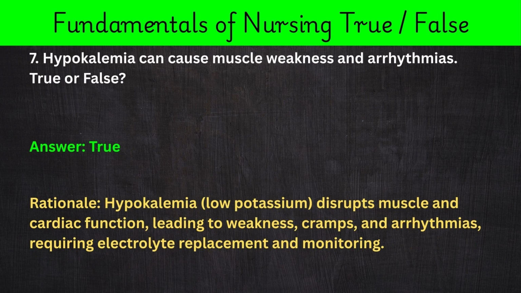7. Hypokalemia can cause muscle weakness and arrhythmias. True or false? Answer: true. Rationale: hypokalemia, low potassium, disrupts muscle and cardiac function, leading to weakness, cramps, and arrhythmias, requiring electrolyte replacement and monitoring.